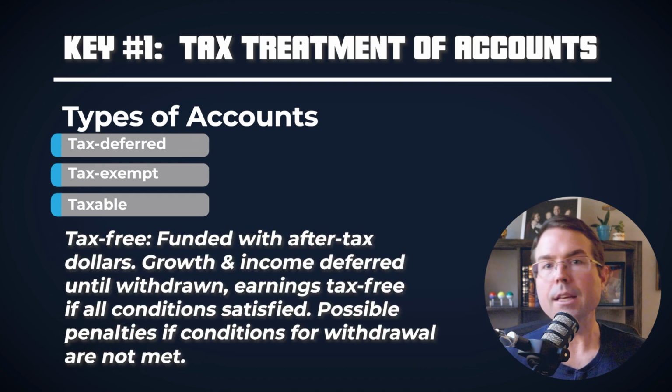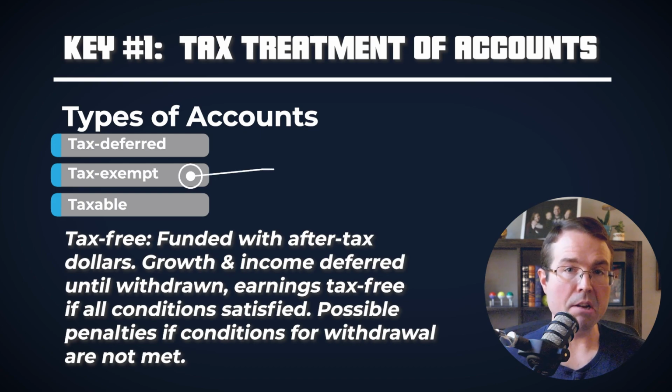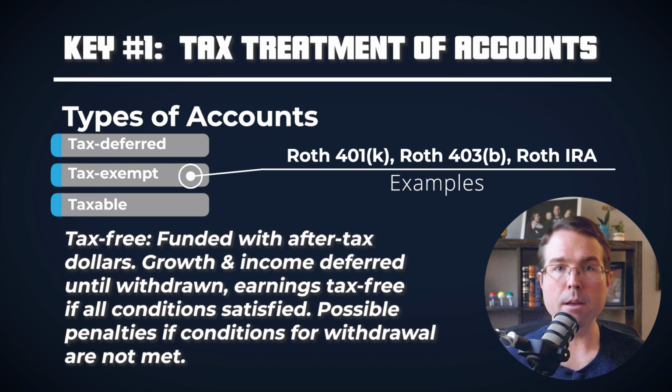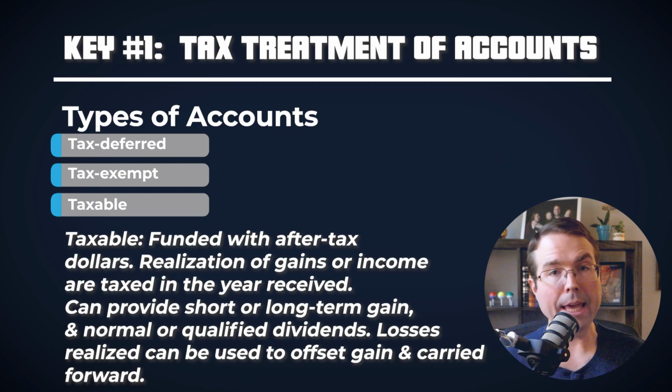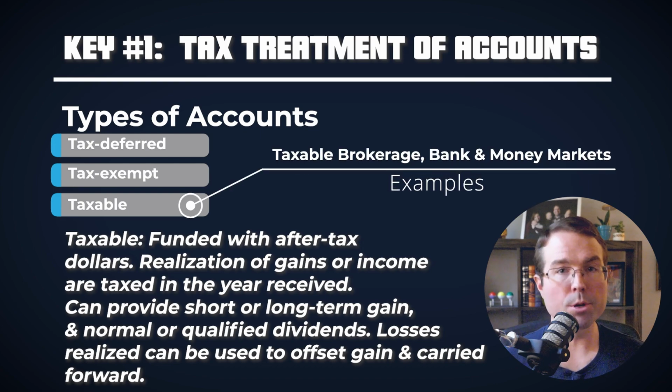Tax-free accounts. These are accounts that grow tax-deferred and ultimately tax-free when specific conditions are met. Examples here are accounts like Roth 401k, Roth 403b, and Roth IRA. These accounts are funded with after-tax dollars with the intention of providing tax-free withdrawals later, including any earnings. Then there's taxable accounts. We realize capital gains, dividends, and interest, and pay applicable tax in the year earned. Examples here include taxable brokerage accounts, bank accounts, and money market accounts.